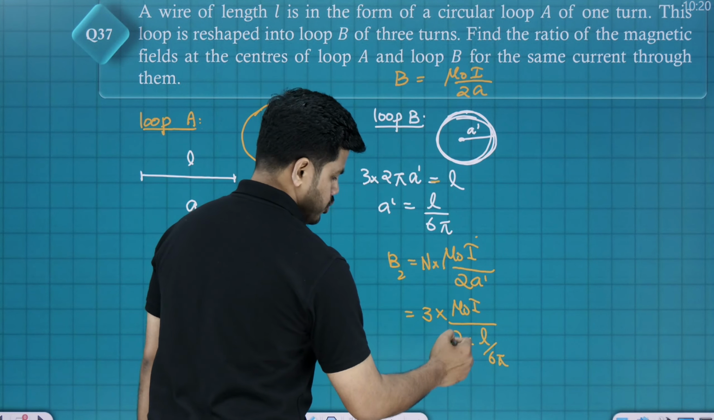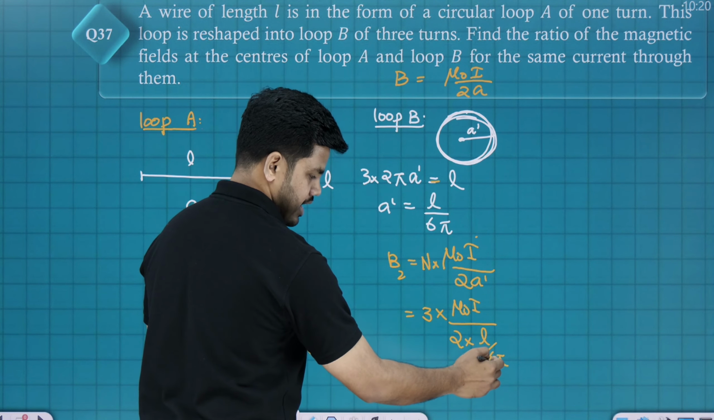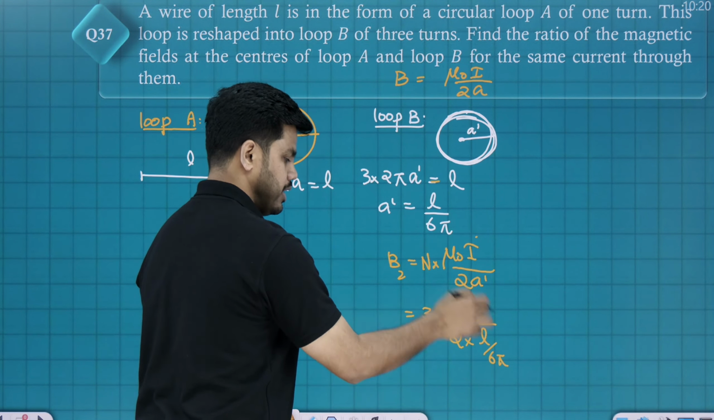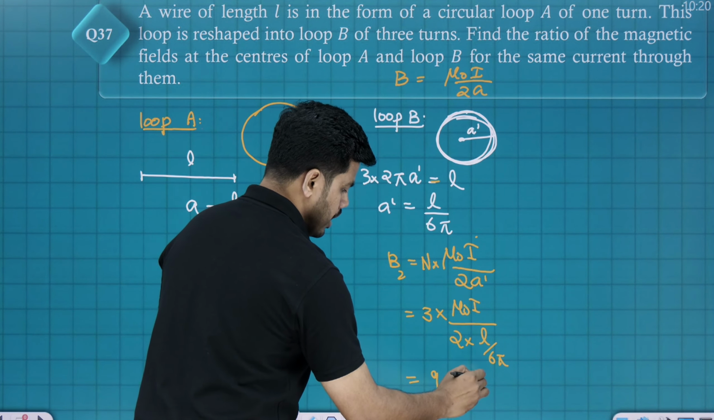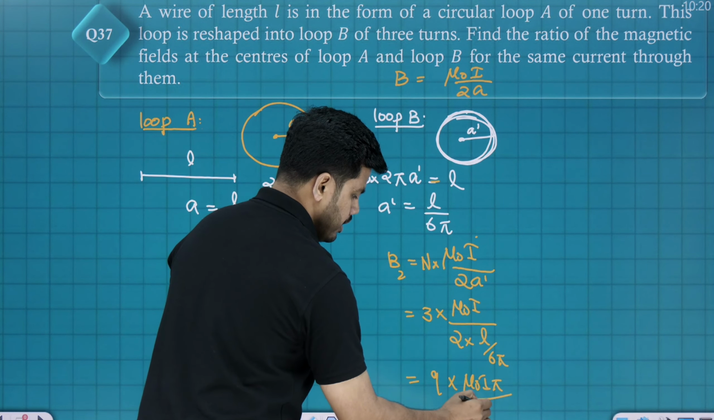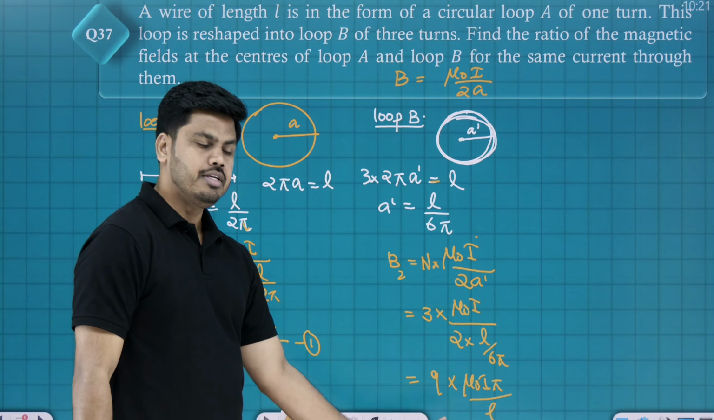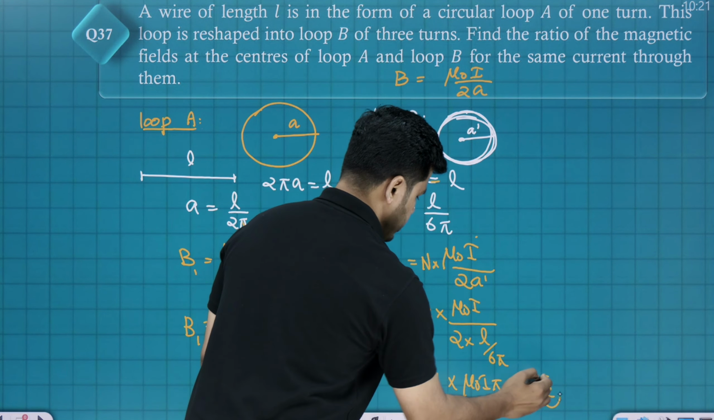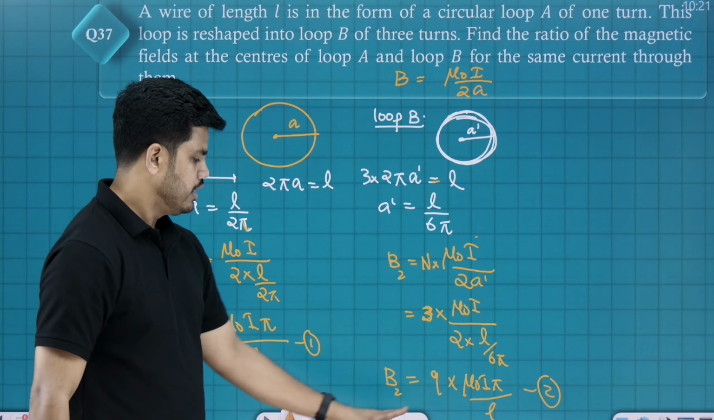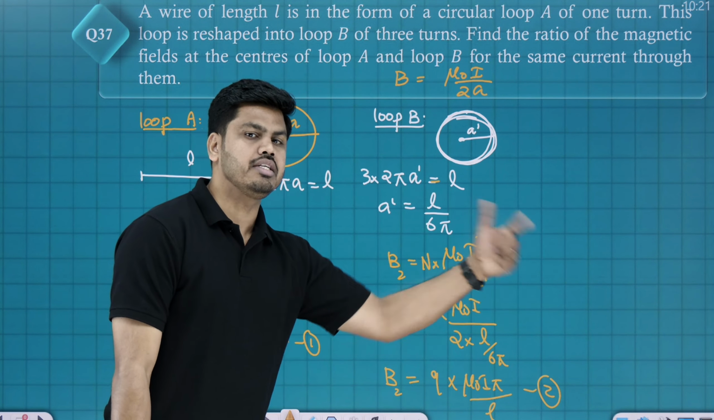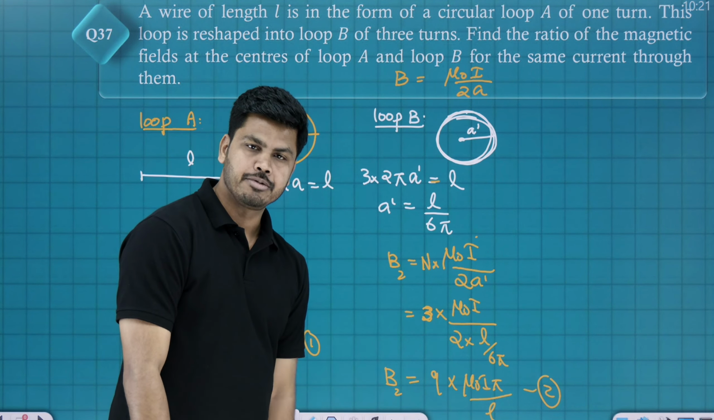So we can take, see, the 2 and 6 get cancelled by 3. 3 comes up, so it becomes 9. 9 into mu naught I into pi divided by L. See, this is our equation number 2. This is B2. Okay, the magnetic field due to the second loop, the 3 turns loop, is going to be this much.